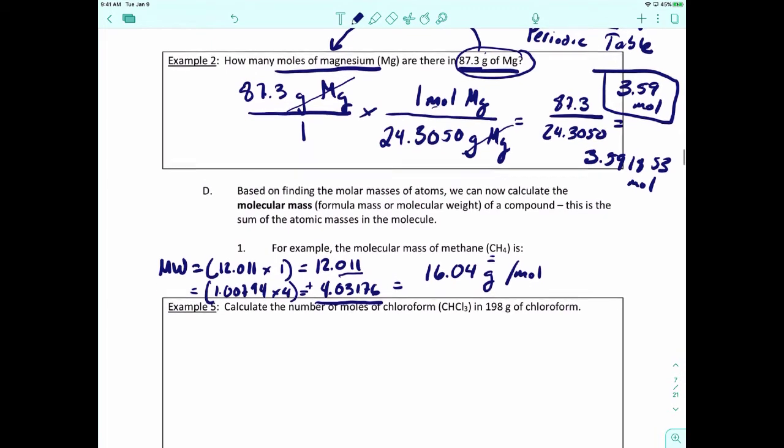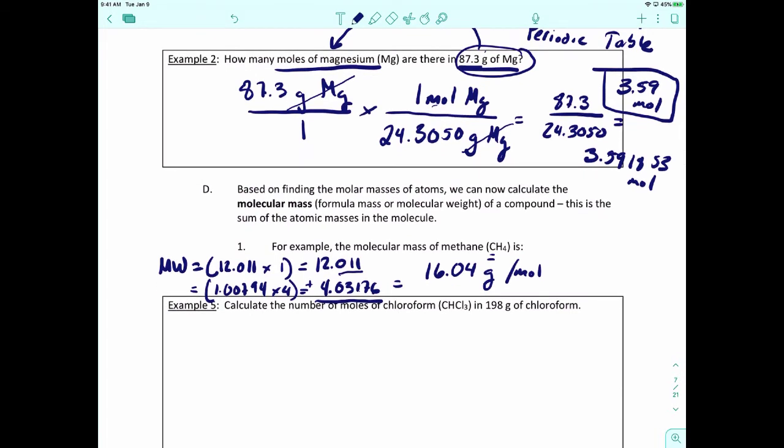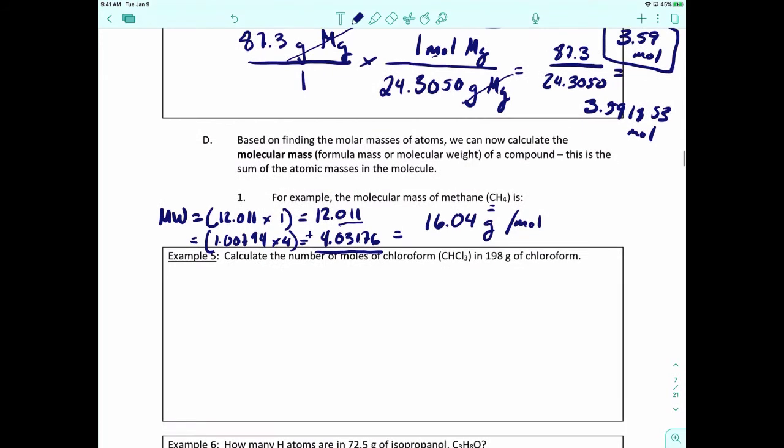So in order to calculate the molar mass, you've got to know what compound or what molecule you're dealing with. All right, so let's try a problem here. Calculate the number of moles of chloroform, which the molecule is CHCl3, in 198 grams of chloroform. All right, so for this problem, we actually have to calculate the molar mass of chloroform first. Okay, so let's do that first.